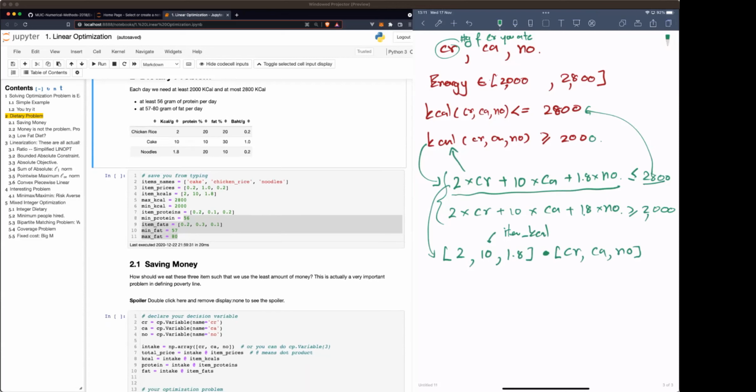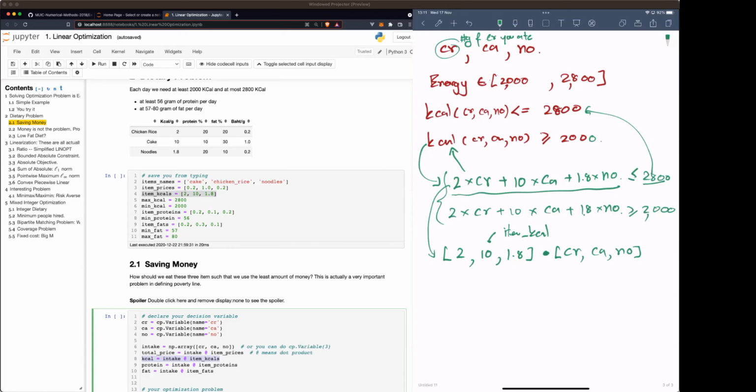Okay, so the dot product is much easier to write, and this is what happens over here, right? So for example, the total kcal, this is how you calculate it. Intake is that array of those three things, right? And then kcal, the total calorie that you ate, is going to be the dot product between the intake, this guy, and the item kcal, right? Is everyone good? That's how we get this. Typically, it's much easier to write it as a dot product.